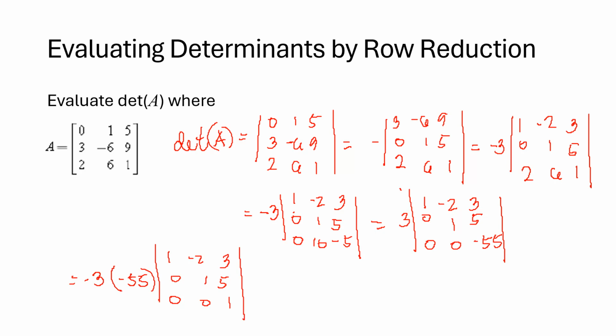So you have now the upper triangular matrix, which is equal to negative 3 times negative 55 times 1, which is equal to 165. Okay.